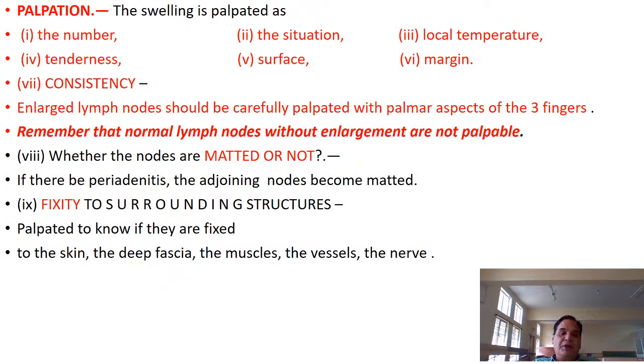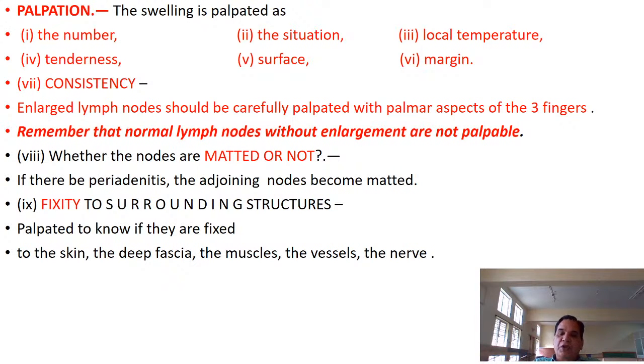Then comes palpation. In palpation, remember again, just now I told you the normal lymph nodes are not enlarged. So, if there is enlargement of a lymph node, there has to be pathology. The lymph node examination should be done with palpation by 3 fingers, that is the palm of 3 fingers. You have to palpate a lymph node like this, not like this. It should be like this. You feel everything of a lymph node. What are you going to see?